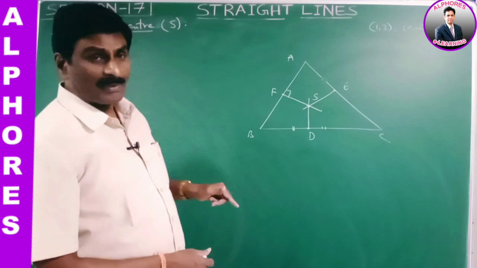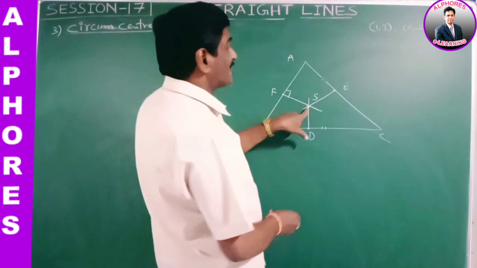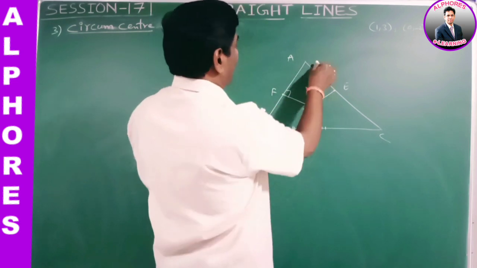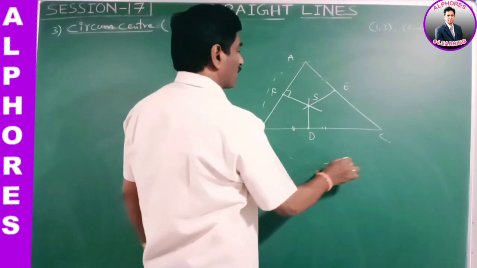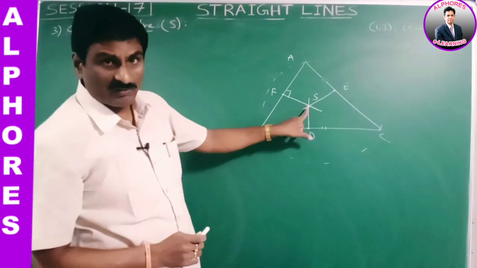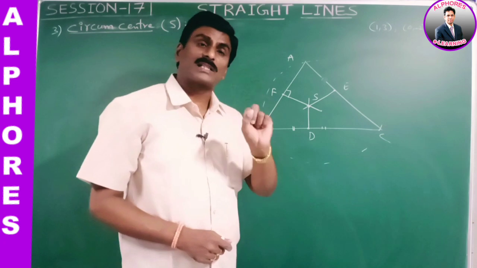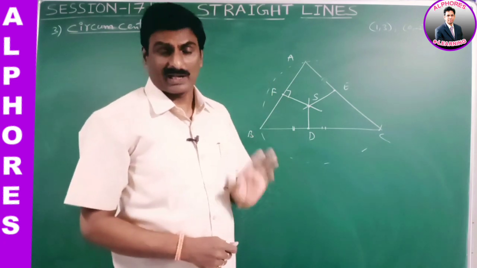At the same time, this circumcenter is equidistant from the vertices. Suppose we take S as the center and SA as the radius. The circle passes through all the three vertices. That means the radius is always constant in the circle. SA is equal to SB is equal to SC. Circumcenter is always equidistant from the vertices of a triangle. Please note this point.